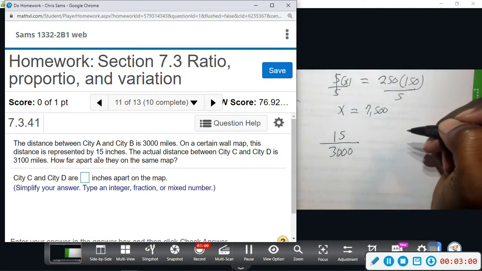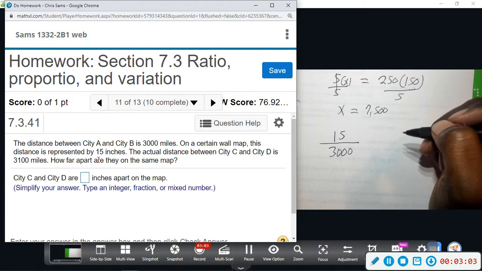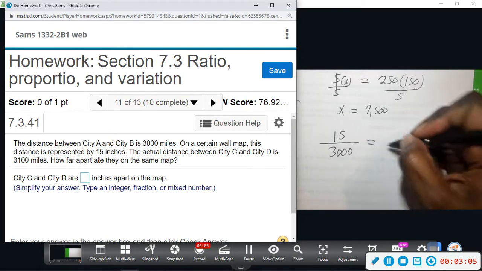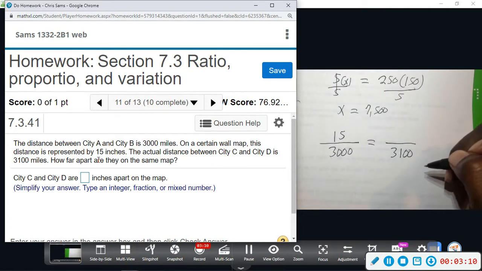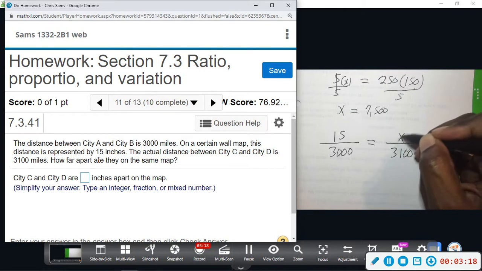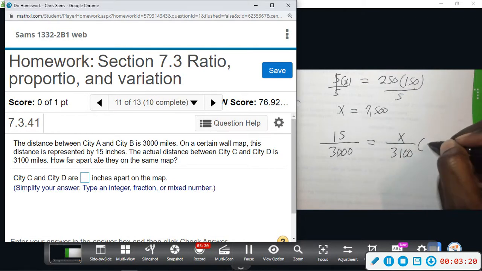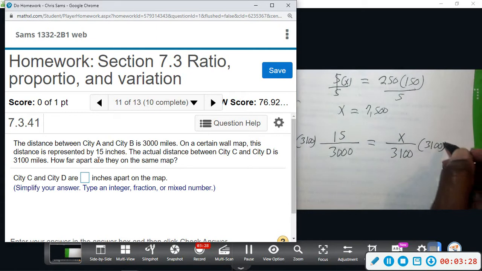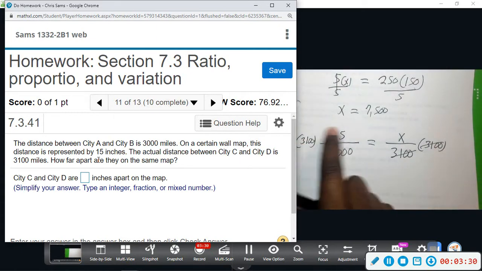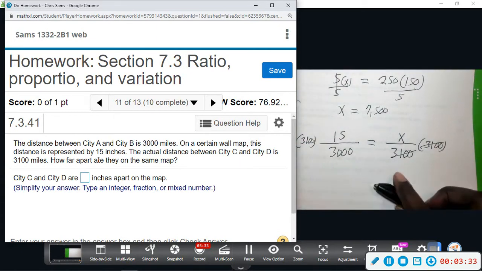Alright, the actual distance between city C and D is 3,100. Alright, so I know the actual distance is going to match up with that actual distance, 3,100. How far are they apart on the same map? Alright, so unknown here. So in this case, since I have my variable on the top, all I have to do is multiply by the 3,100 to get X by itself. Alright, so that will divide out. So we're going to do 3,100 times 15 divided by 3,000. And that will give us what we need.